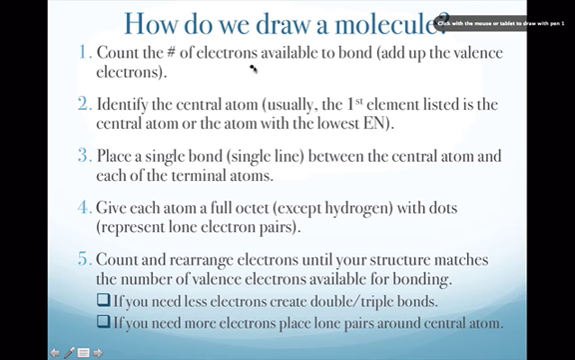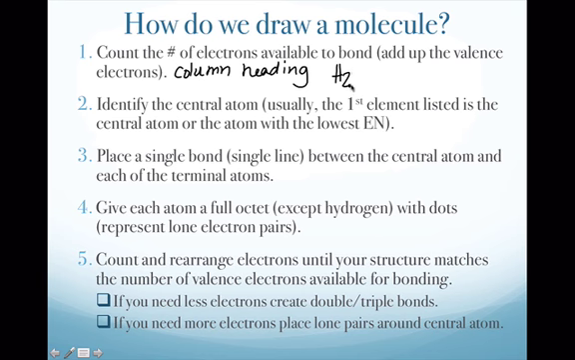So when we're drawing these molecules, there's a lot of steps, and these are written on your handout so you don't have to rewrite them. And it kind of looks complicated, but it goes pretty quickly. The first thing you want to do when you're going to draw a molecule is count the number of electrons available to bond. That's where you just add up the valence electrons, so you're going to use the column heading. And you're going to make sure you account for multiple atoms of each type.